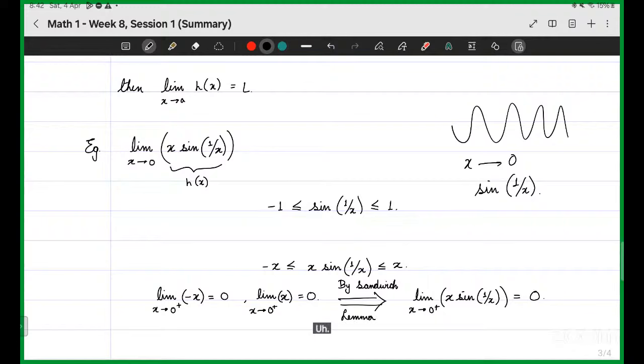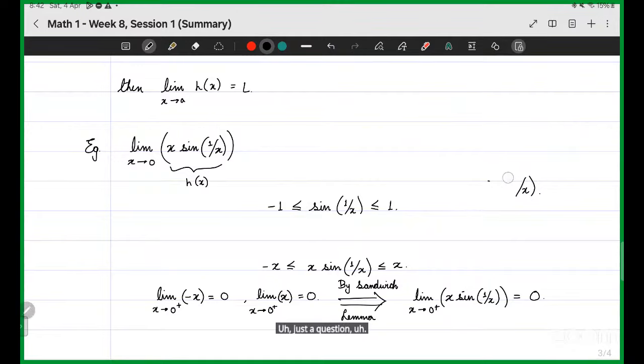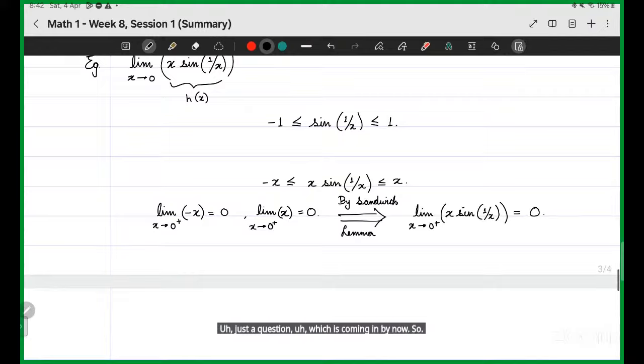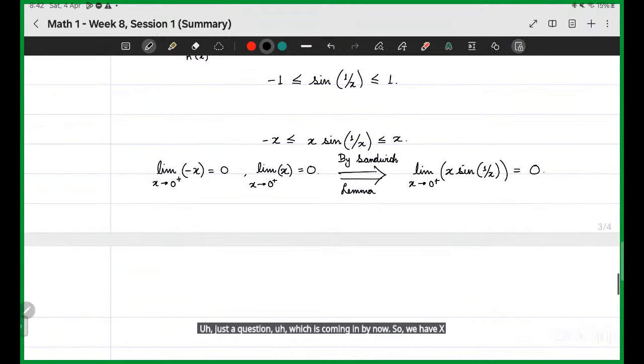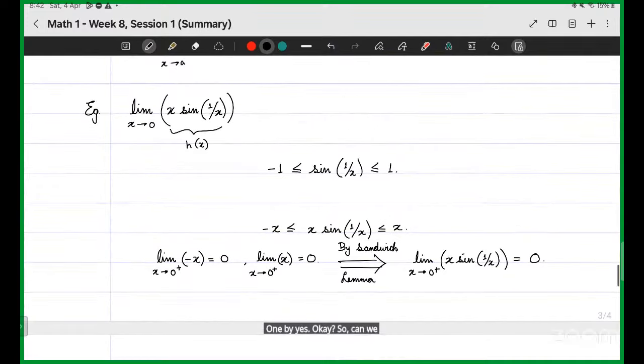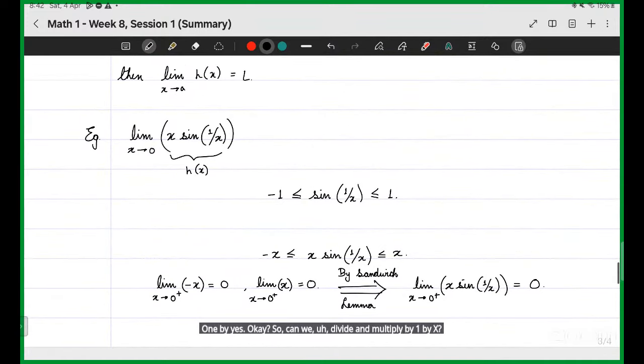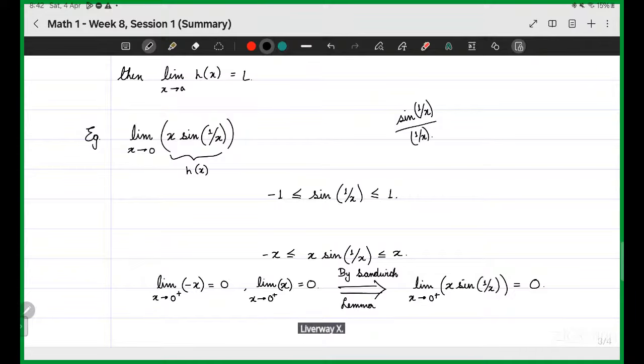Just a question which is coming to my mind. We have x into sin 1 by x. Can we divide and multiply by 1 by x? You would get sin 1 by x divided by 1 by x. If x tends to infinity, then it would be 1. But here x tends to 0. Acha, acha.